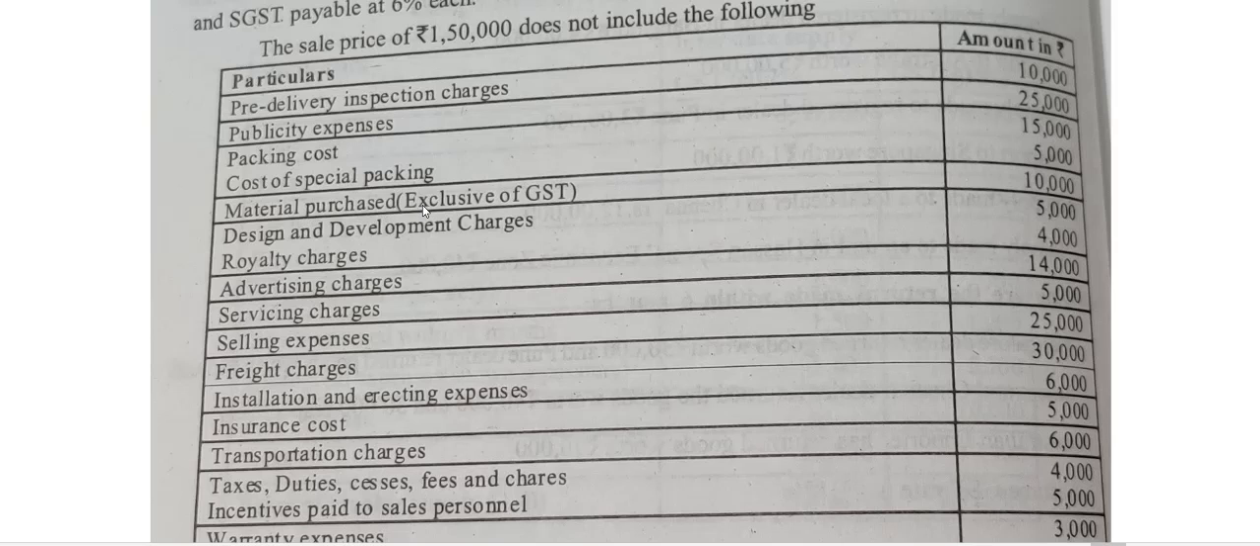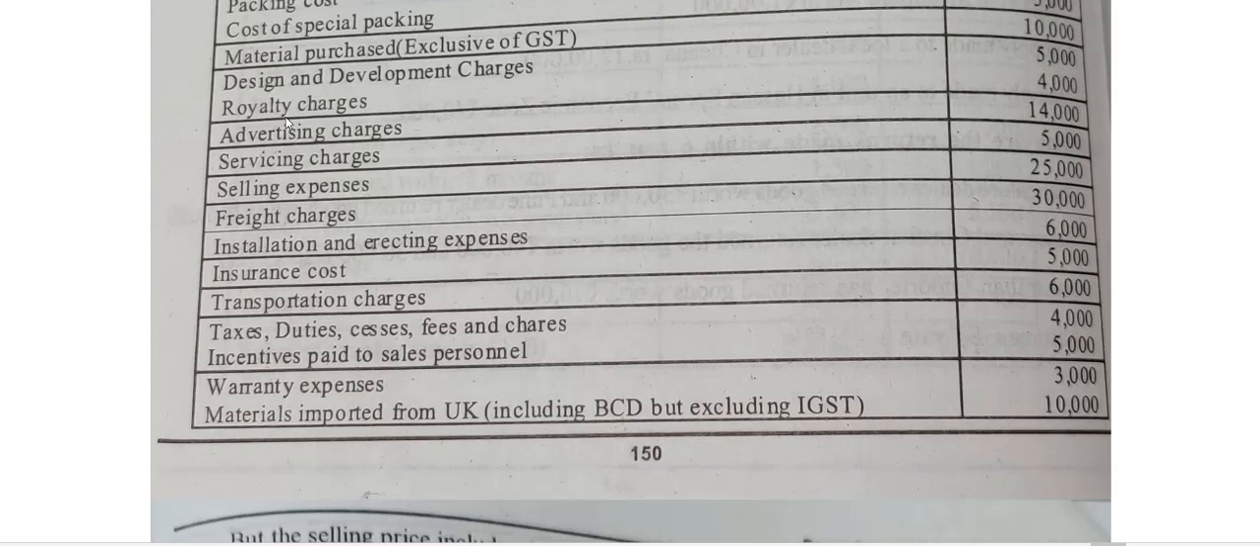Materials purchased, exclusive of GST is mentioned. So here the importance should be given to this. If this was inclusive of GST, first from this given 10,000, we should have excluded the amount of GST. Only the remaining amount should have been taken. But no problem here because the amount is exclusive of GST.